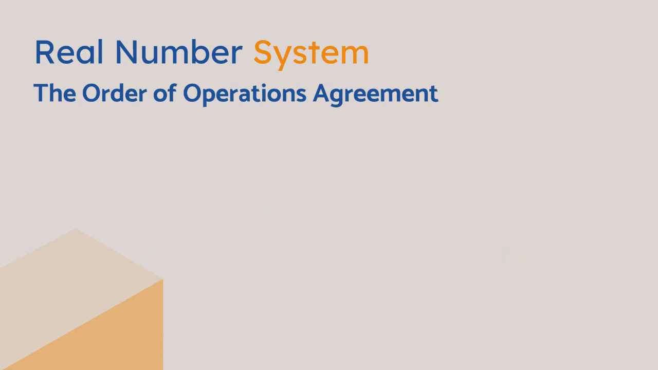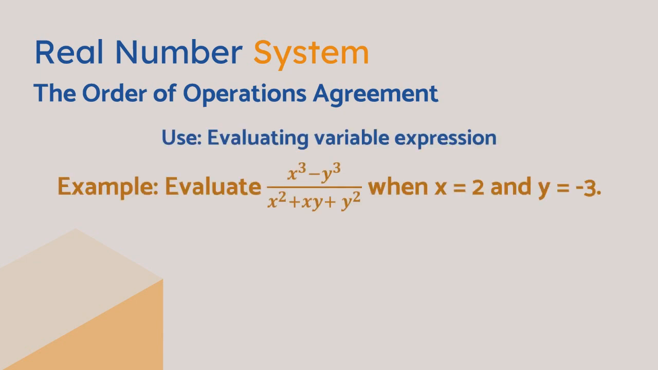So now that we have explored the parts of an expression and a variable expression, we can proceed with evaluating a variable expression, provided that the value of the variable is given. Here's an example. Evaluate x cubed minus y cubed divided by x squared plus xy plus y squared. Notice that the expression is in fractional form, when x is equal to 2 and y equals -3.